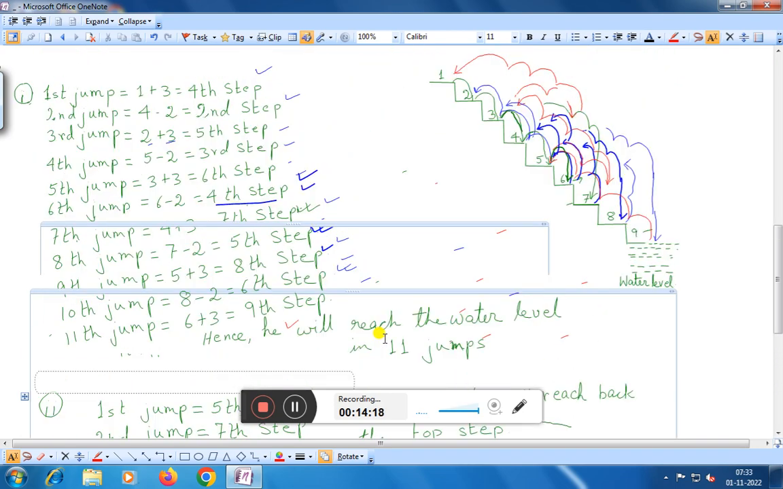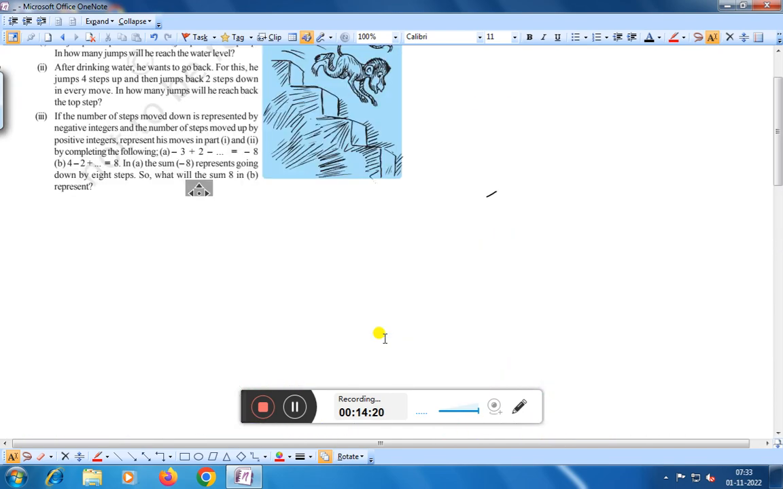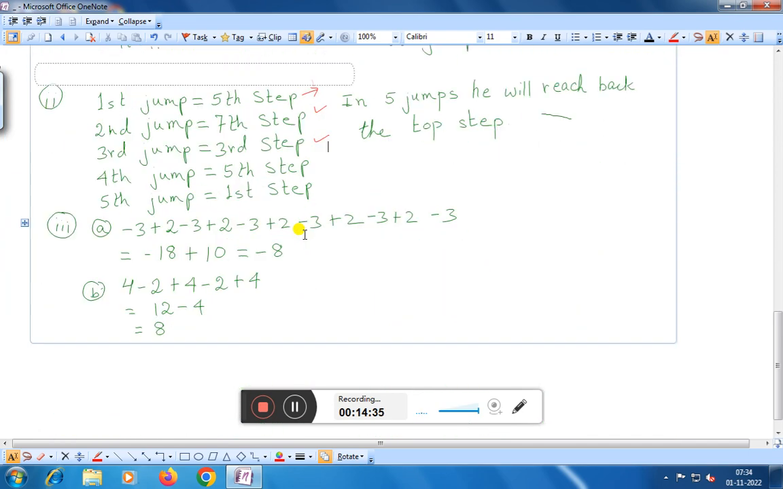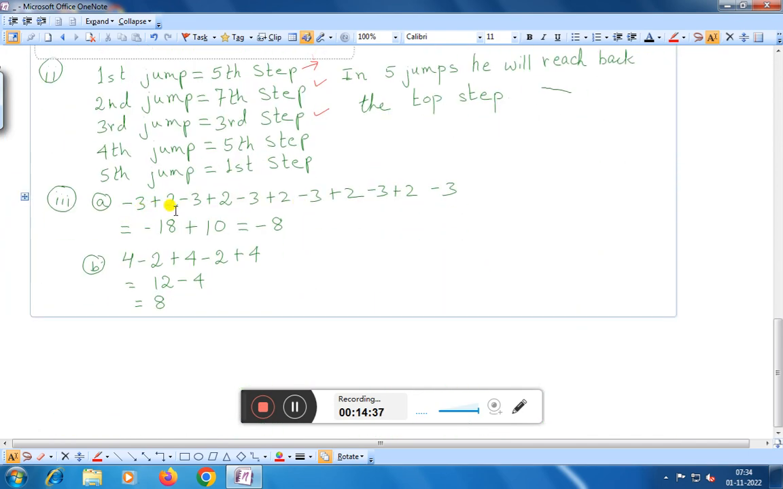And now question number 3 is: if the number of steps moved down is represented by negative numbers, and the number of steps moved up by positive integers, represent his move in part 1 and part 2 by completing the following. Here you see we have completed this one like this. In the first, it is 11 jumps: 1, 2, 3, 4, 5, 6, 7, 8, 9, 10, 11. That is minus 3 plus 2 minus 3 plus 2 minus 3 plus 2 minus 3 plus 2 minus 3 plus 2 minus 3.